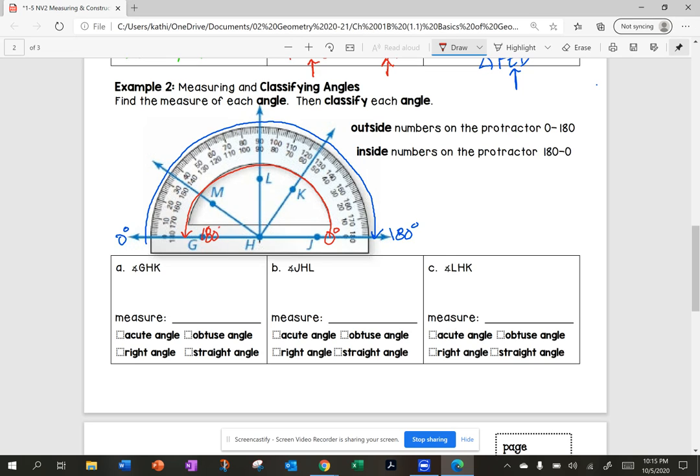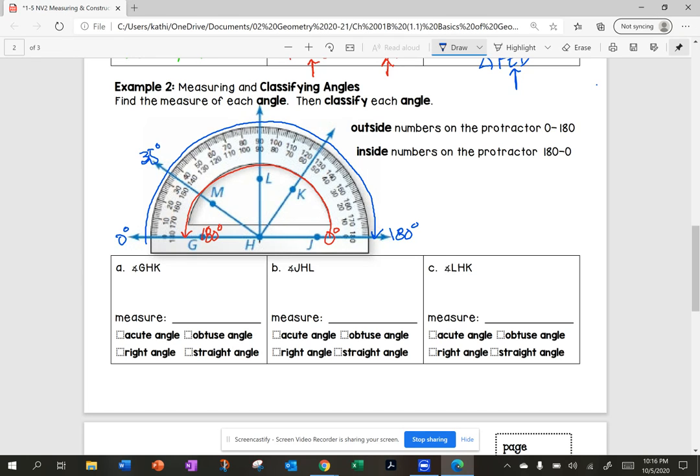And you can use either one, but you just have to use the same inside or same outside numbers for both values. Just to make it a little bit easier, I'm just going to use the outside numbers. Okay, so angle GHK, find the measure of it, and then we're going to classify it. So I'm going to take each of these sides and mark where this is. So this is between 30 and 40. So I know this is at 35 degrees.